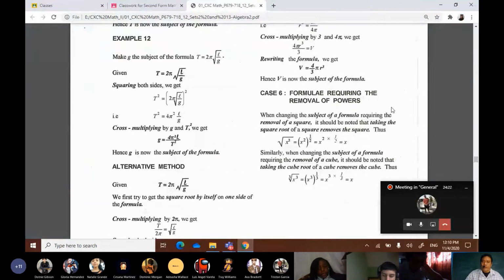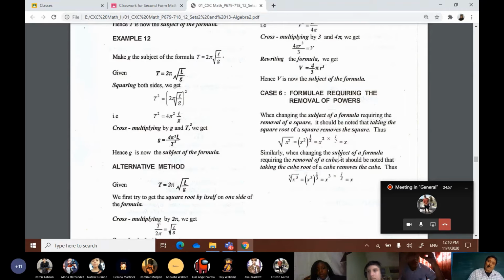Formulas requiring the removal of powers. When changing the subject of a formula requiring the removal of a square, it should be noted that taking the square root of a square removes the square. Thus, the square root of x squared equals x squared raised to the half, which is equal to x squared times a half. The 2's will cancel, giving me x to the first, which is only x.